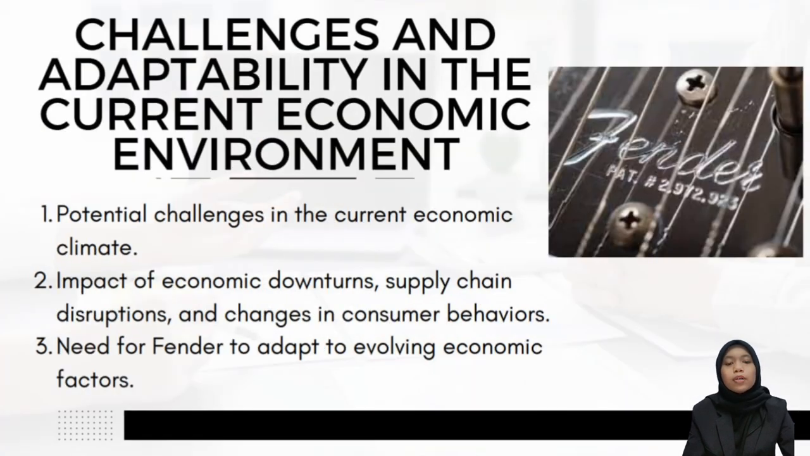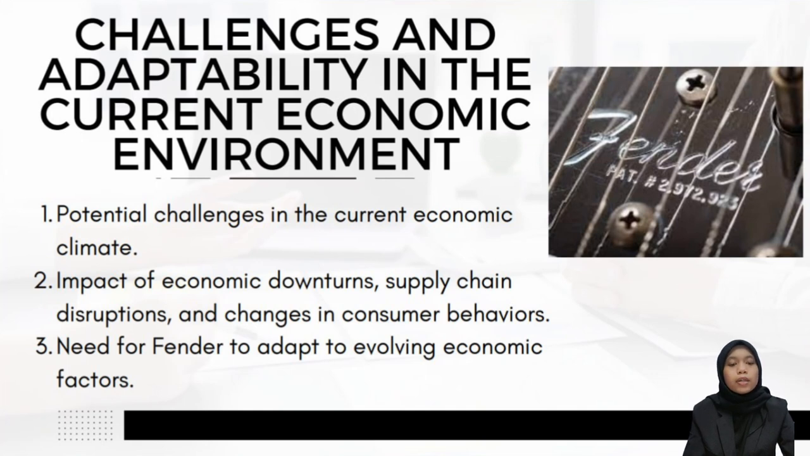Next, I will talk about challenges and adaptability in the current economic environment. We know that there are potential challenges in the current economic climate. So, the impact Fender is facing includes economic downturns, supply chain disruptions, and changes in consumer behavior.